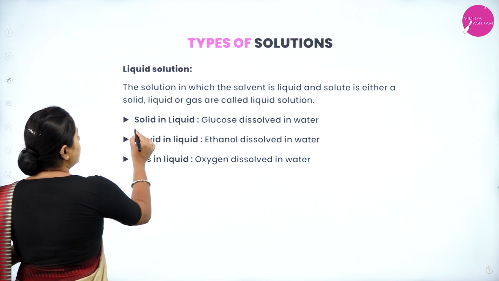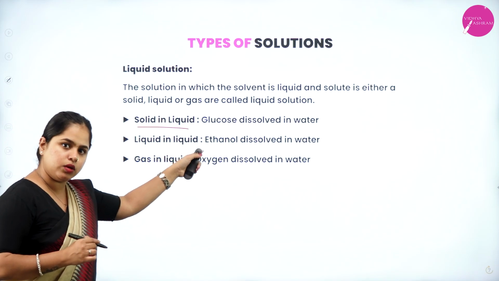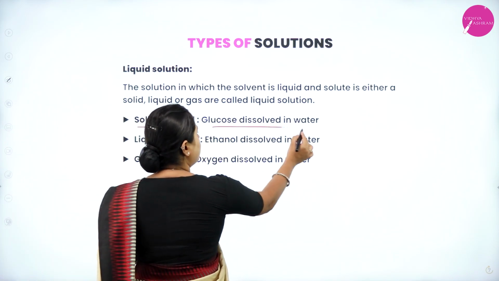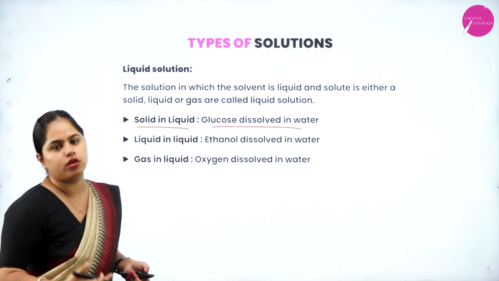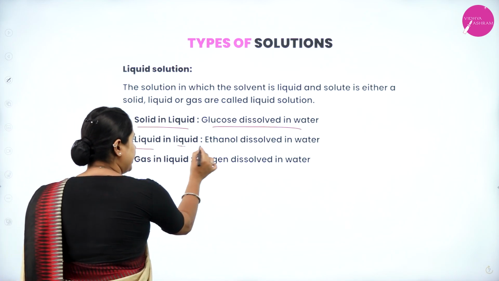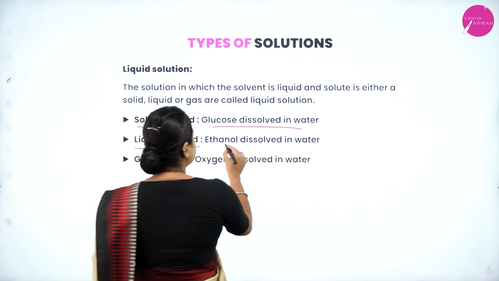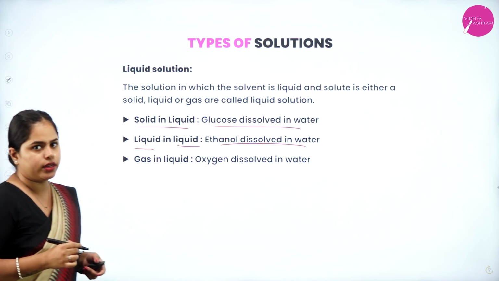Same way as we discussed in solid solutions, here also you have three types in liquid solutions. One is solid in liquid solution, right? Here the solute is solid and liquid is the solvent. So glucose dissolved in water or sugar dissolved in water. All these are examples of solid in liquid solutions. Now you have liquid in liquid solution, that is, both solute and solvent are liquid. Ethanol dissolved in water is an example of liquid in liquid solutions.